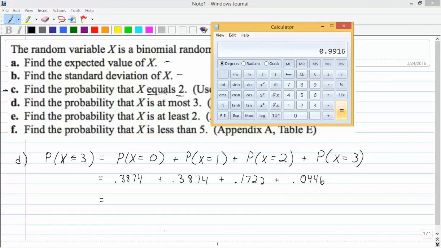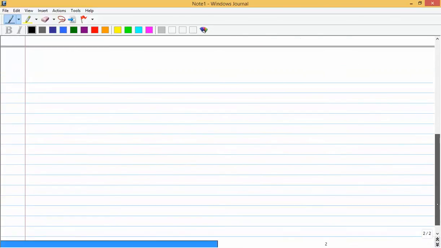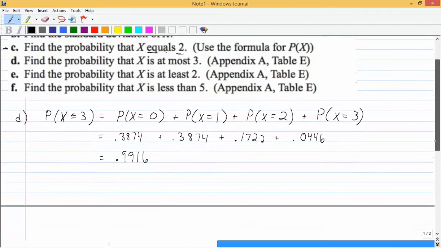All right, and so you can see that the probability is 0.9916. Now, what would E mean? At least 2. Let's think about that for a second. At least 2 means x is greater than or equal to 2.